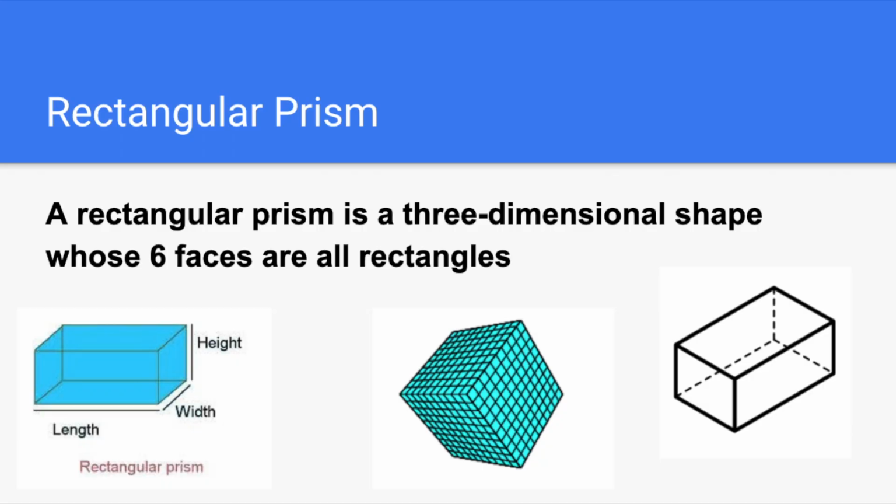First, let's define what a rectangular prism is. A rectangular prism is a three-dimensional shape whose 6 faces are all rectangles. Any box is a rectangular prism. I have an example of one right here.